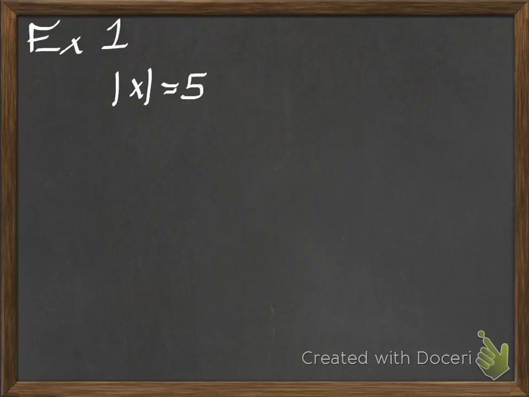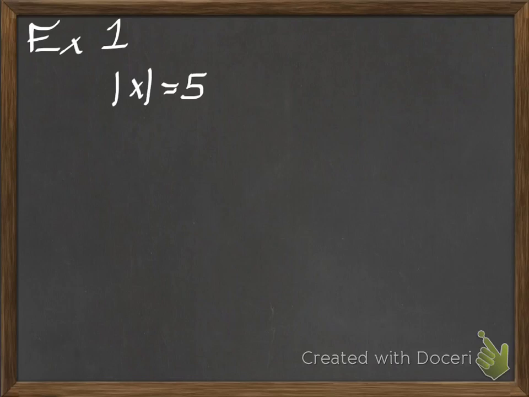Absolute value is when we're measuring the distance from an object. We're worried about the distance, not the direction. And when we're solving an equation, we have to consider the fact that there could be multiple directions we could go. So let's look at this.